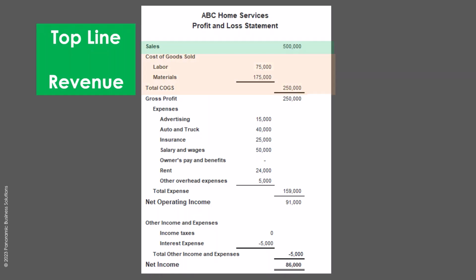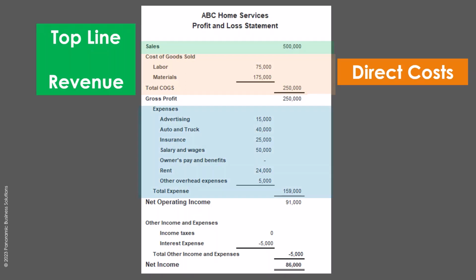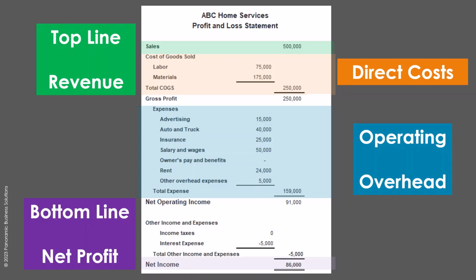Next up, we've got the cost of goods sold. That represents the expenses, the cost of delivering the services to your customers. In the middle, you've got the operating expenses or your overhead. And then down at the bottom, you've got the bottom line: net profit, net income.